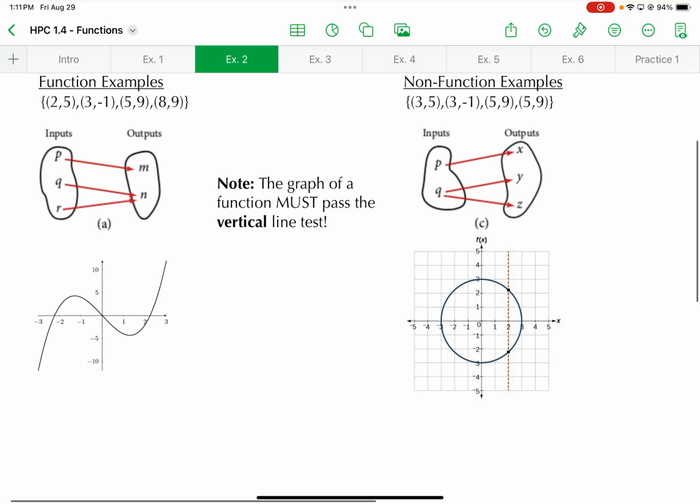So we've got a bunch of examples here. An example of something that would represent a function, like a set of coordinate points that would be a function: (2, 5), (3, -1), (5, 9), and (8, 9).